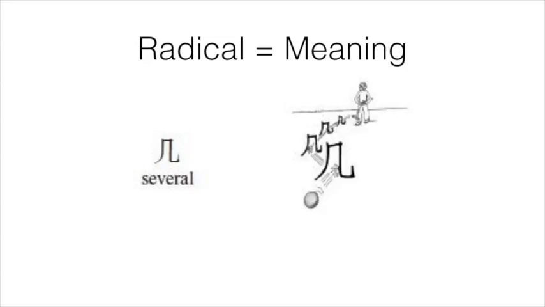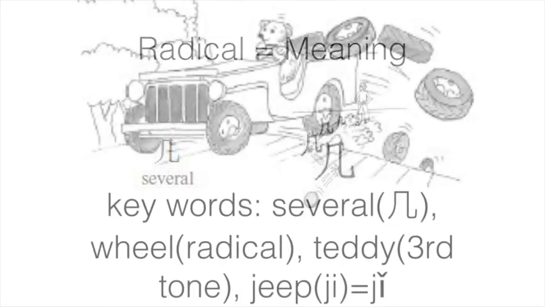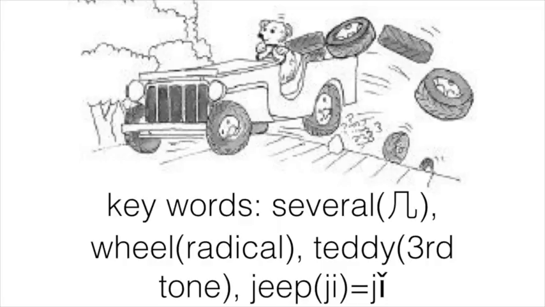When you need the pronunciation, you can't just use the shape. You're also going to need a mnemonic. You're going to need to visualize a picture to help you remember a sentence. You'll need the keywords to remember the pronunciation for several as well. So whenever we have a radical that stands on its own, we're going to introduce a wheel into the picture. And that's what we have in this picture on screen: now we have the Jeep driving with Teddy driving it. And out of the back are flying several wheels.